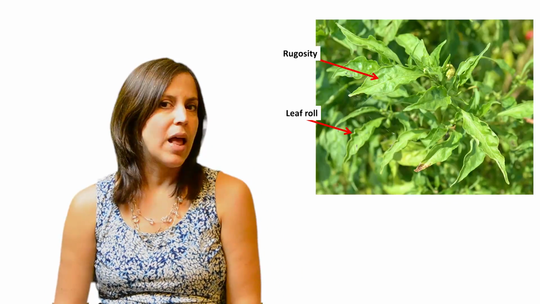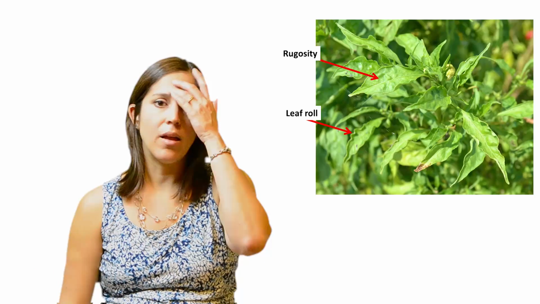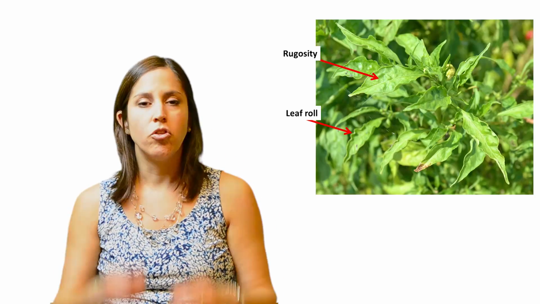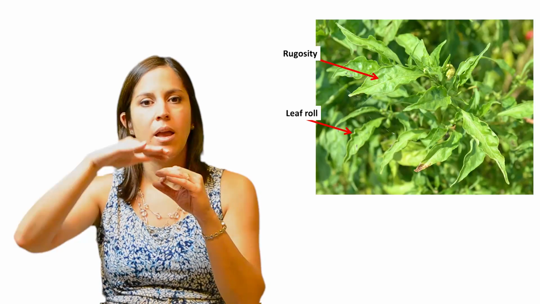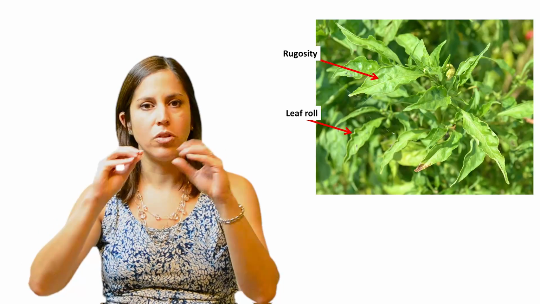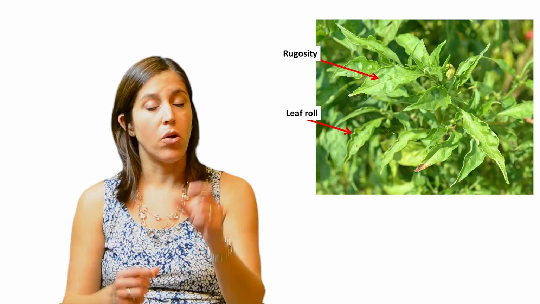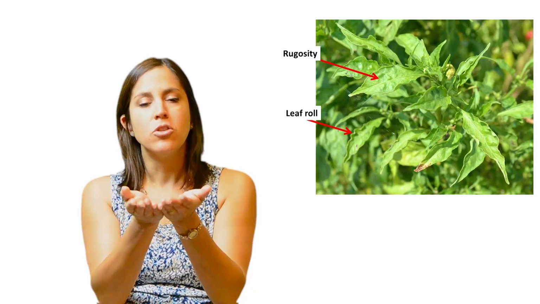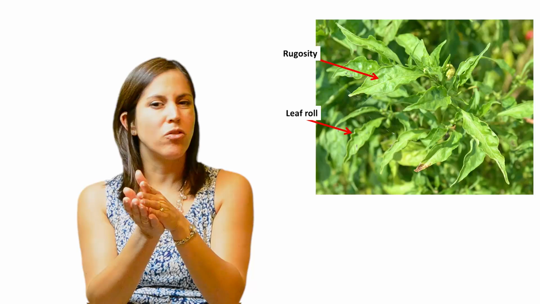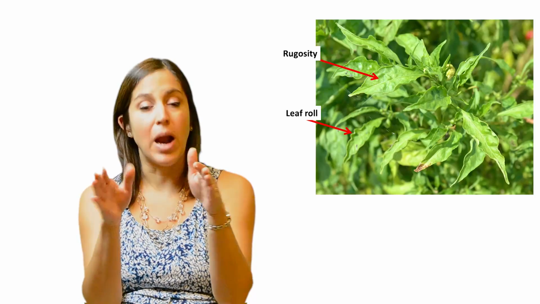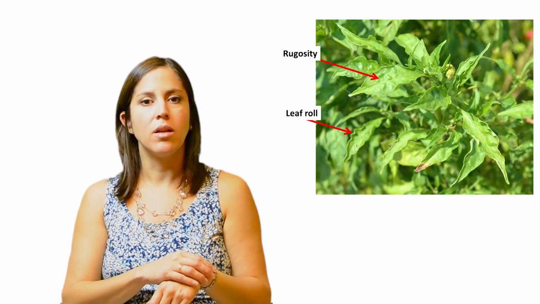In this other picture, also pepper plants, you can see some of the rugosity. Basically the leaf becomes a little bit bumpy, with this rugosity in the leaves, and also leaf rolling. You can see how the leaves start curling towards the center of the plant. That can also be caused by insects, but in this case it's basically the virus that is curving the leaves.